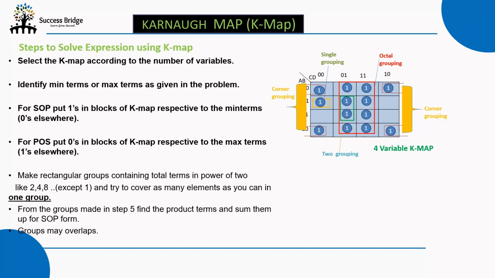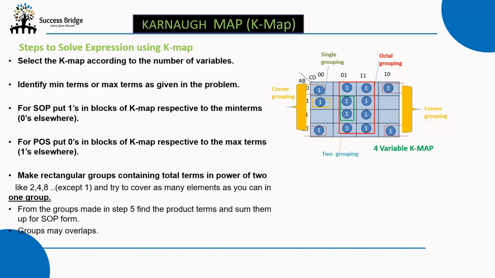The next step is to make rectangular groupings containing 2 to the power n cells, like 2, 4, 8. Means the grouping can be done in 2, 4, 8 or 2 to the power n cells. If a cell cannot be grouped with any of these, a single cell containing one must be grouped by itself.